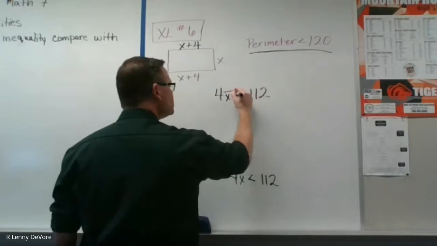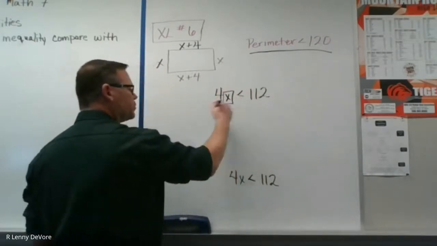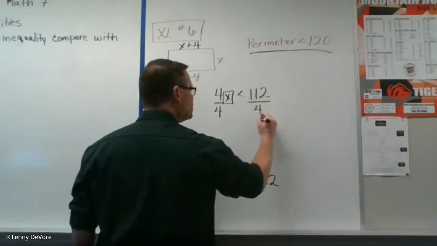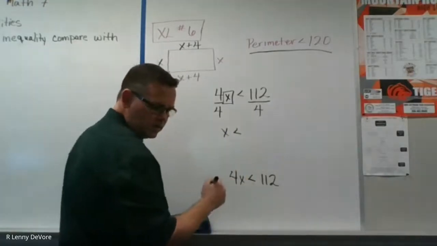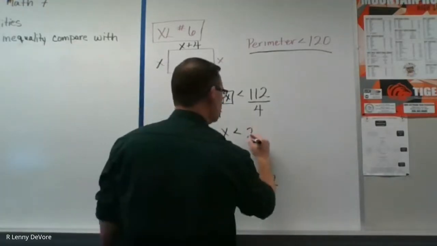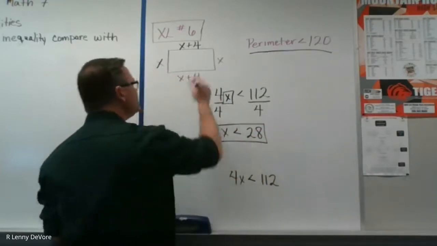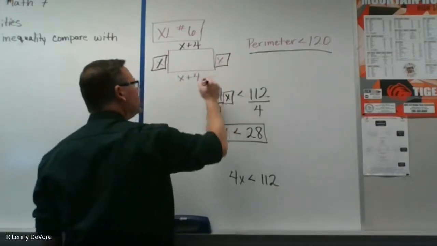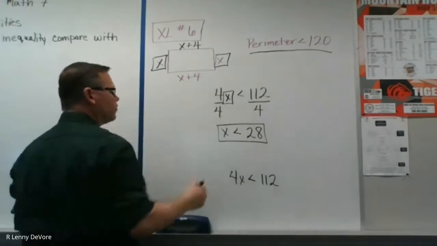Now, at this point, I'm still getting x by itself, so I'm going to divide by 4. Because this is multiplication, we do the opposite, divide by 4. But I'm going to have to divide by 4 over here, too. And that means x is less than 28. So that means these are simply less than 28, right? This can be any number that's less than 28, but then we're going to add 4 back on for each width.